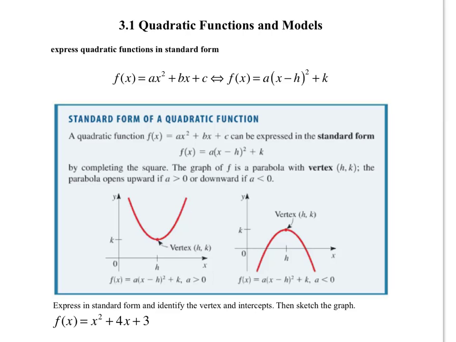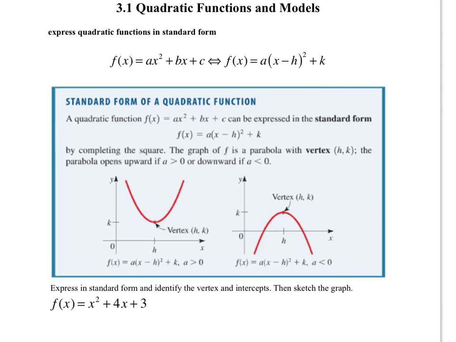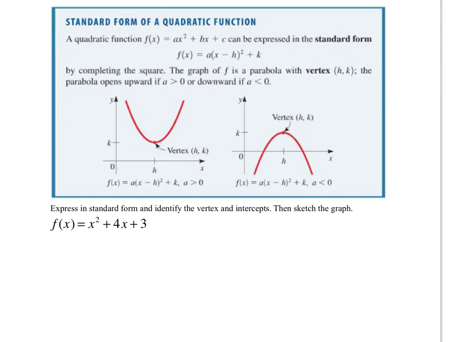The reason that this form is attractive is because that h and that k are the coordinates of the vertex of the parabola, and the value of a tells us whether the parabola opens upward or downward. So if a is greater than 0, we have a parabola that opens upward, and if a is less than 0, we have a parabola that opens downward. So this is a handy form, and to practice expressing quadratics in that form, we practice doing this problem.